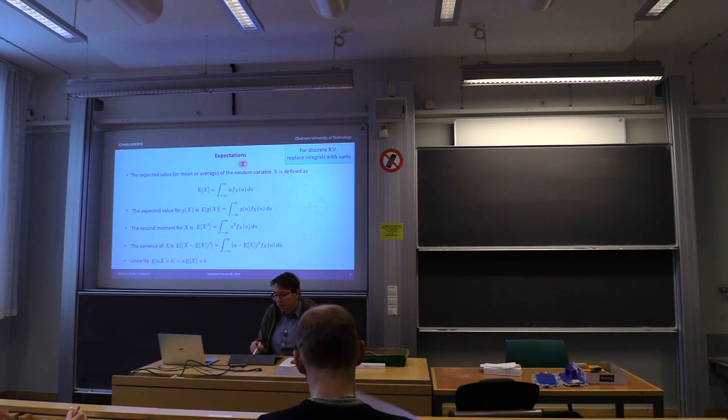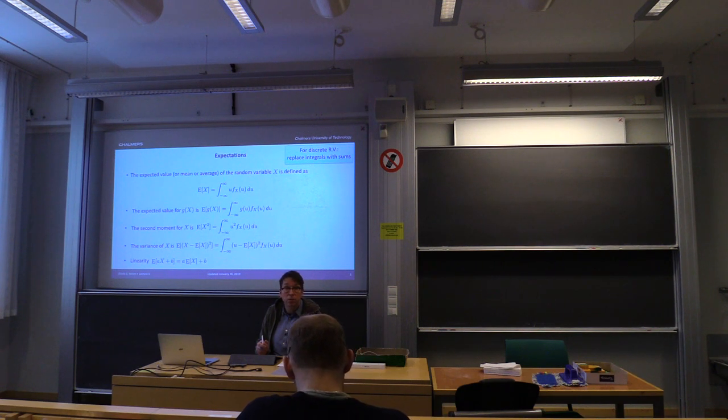Expectations, or in Swedish väntevärde, what is that? It's sort of the average outcome. Okay. So the expected value of a random variable is the outcome of that random variable on the average. So we talk about the expected value or mean or average of a random variable, and for a continuous random variable it is defined as this integral here.